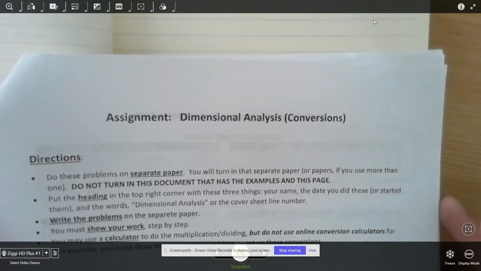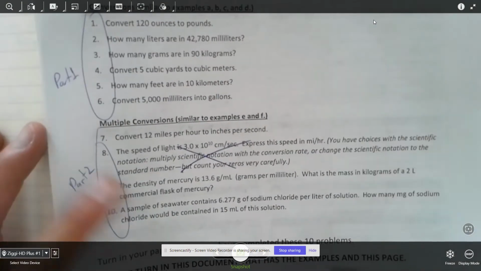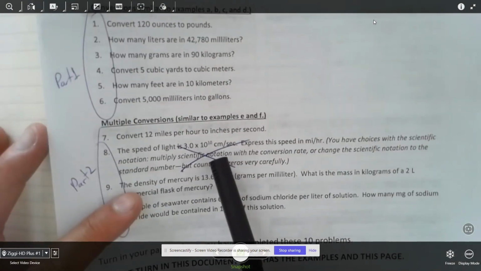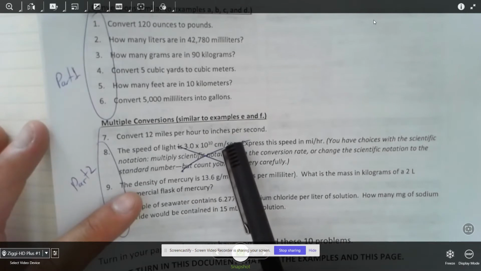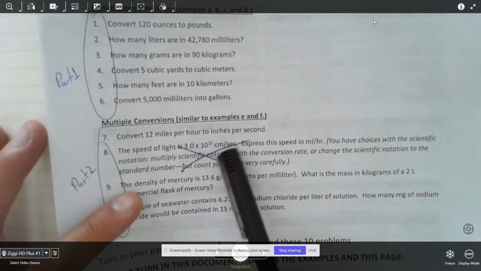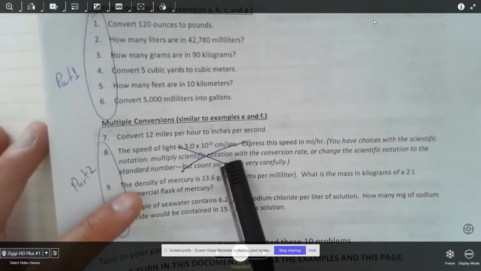I'm going to be working on, please ignore this X. This X only pertains to people that are in integrated math. They don't have to do this problem, but if you're in chemistry, you do have to do this problem. I'm going to be working on number 7, okay?